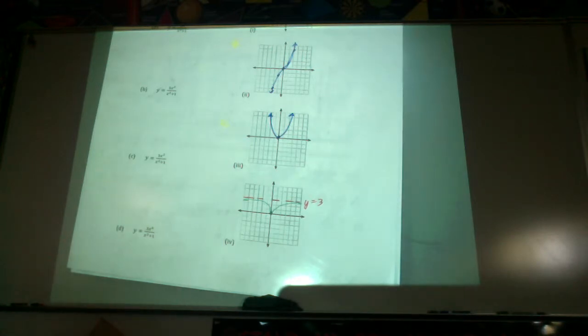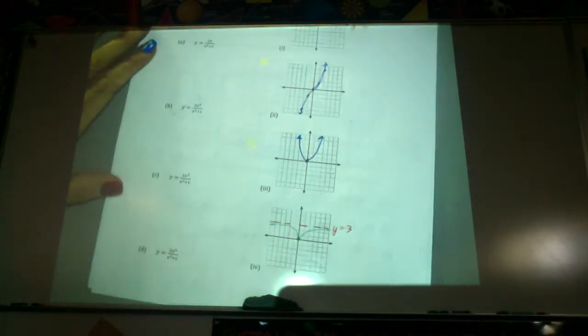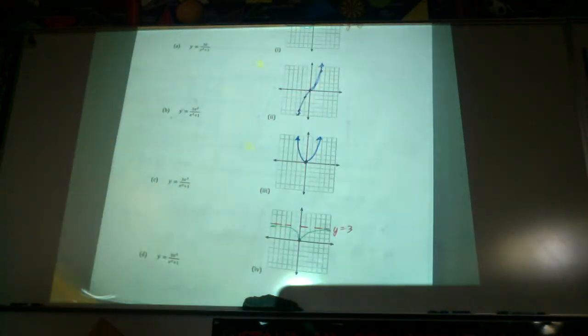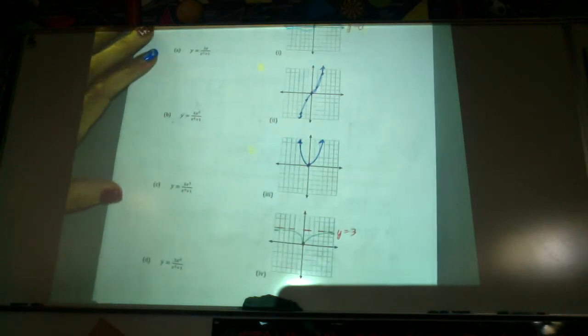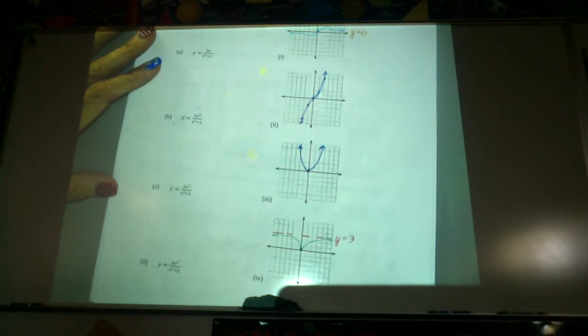Now our job is to match the graph with the equations to the left. They're not directly across from each other. What do you notice about all the equations? They're all x squared plus 1. So let me explain to you what we're going to do to find end behavior without using your calculator.